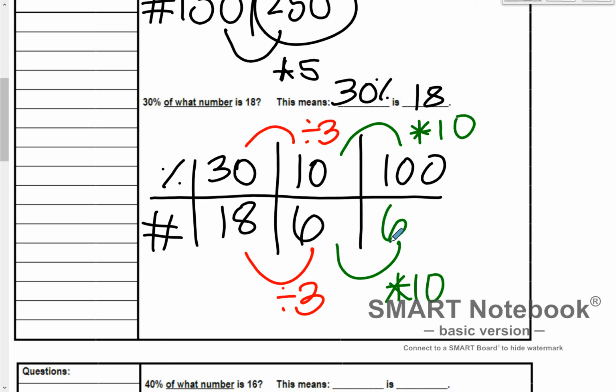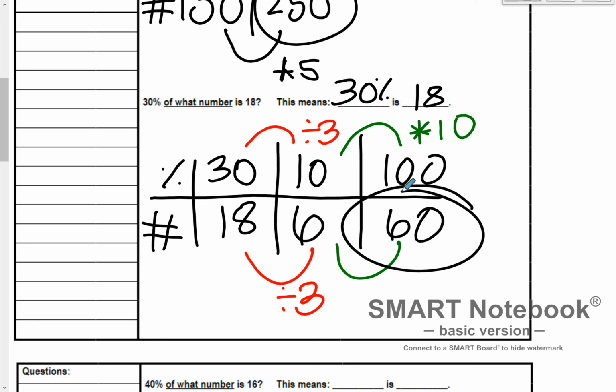6 times 10 would be 60. So 100% of this number would be 60. Therefore, our answer is 60.